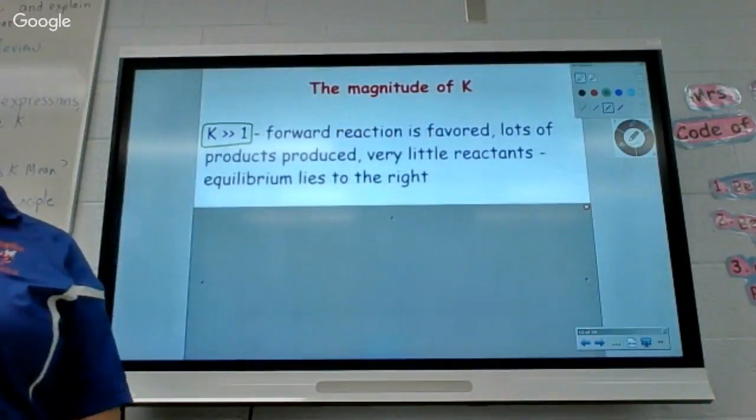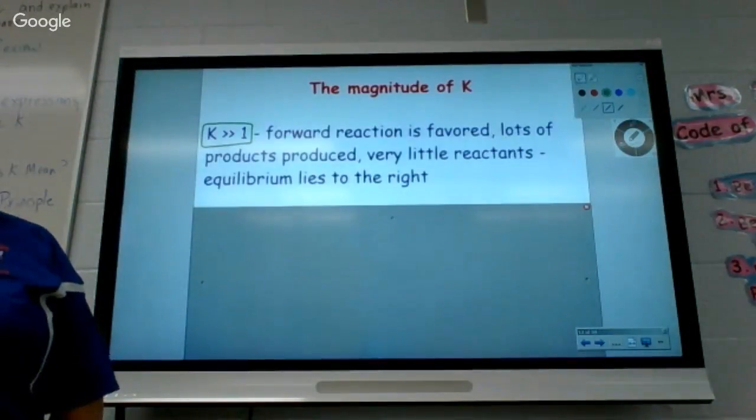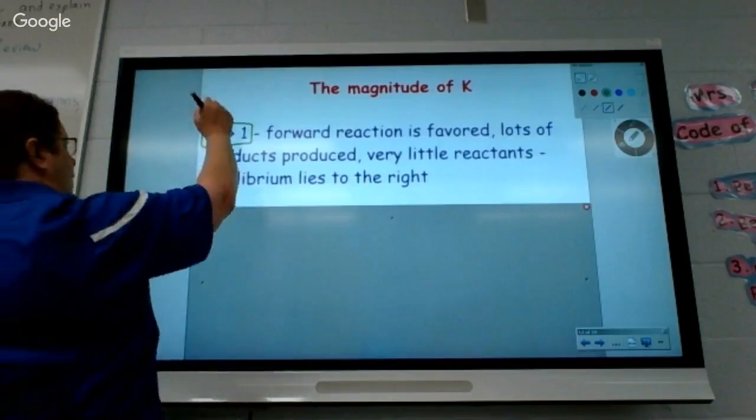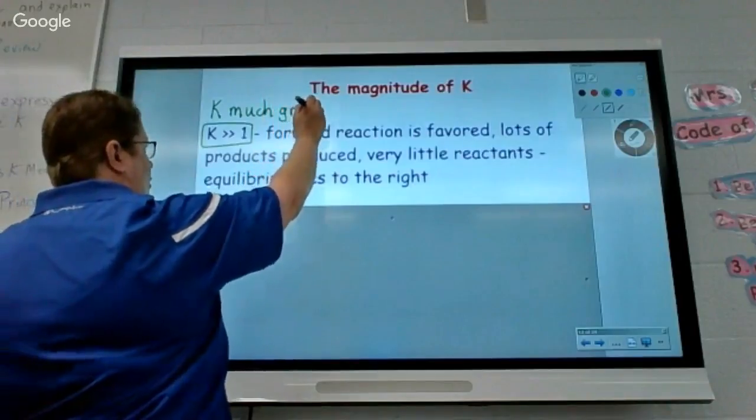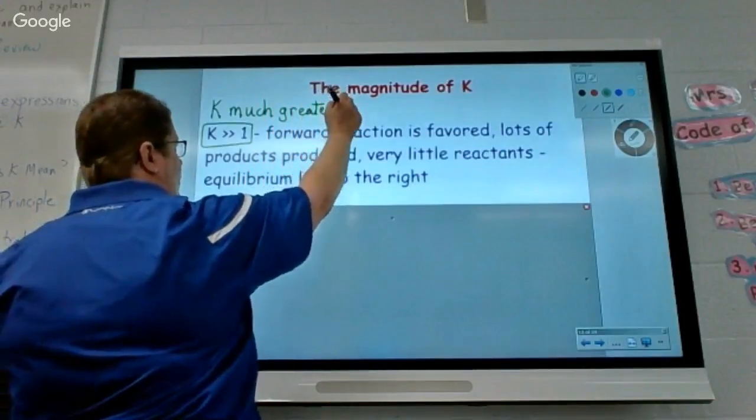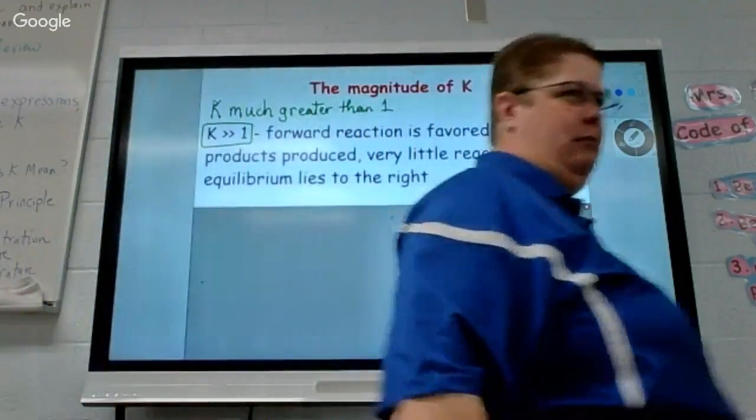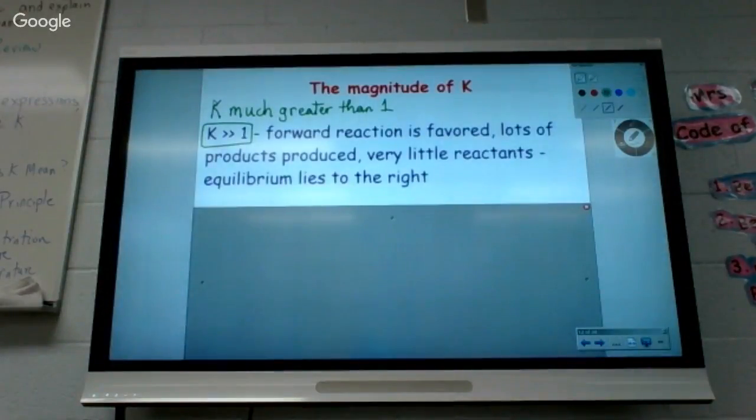It means greater than one. All right, it is greater than one, but if I put two greater than signs there, what do you think I'm trying to say? It's even greater. Okay. So K is much greater than 1. I don't mean just like 5. I don't even mean like 10. K is much greater than 1, which means the forward reaction is favored.